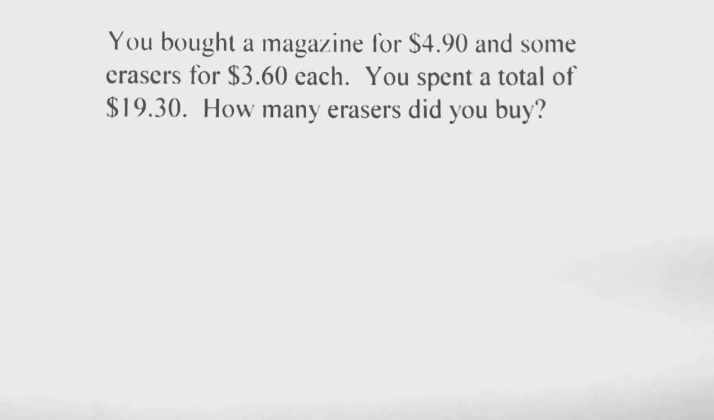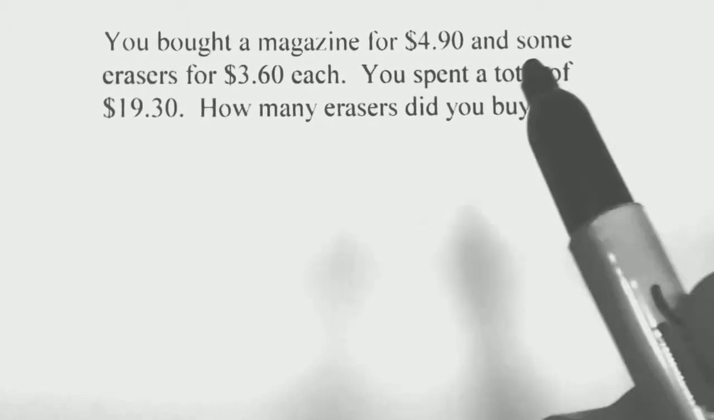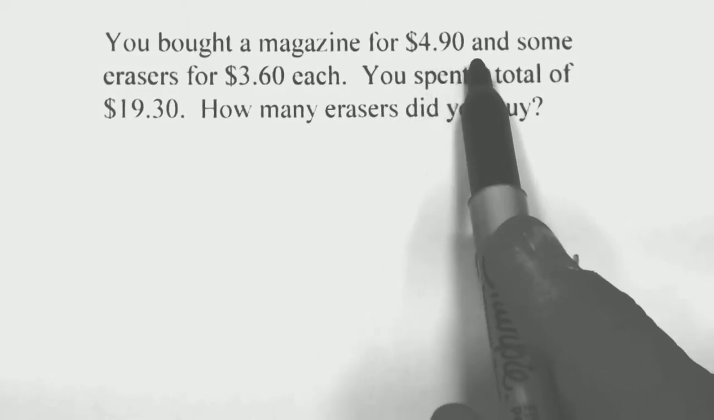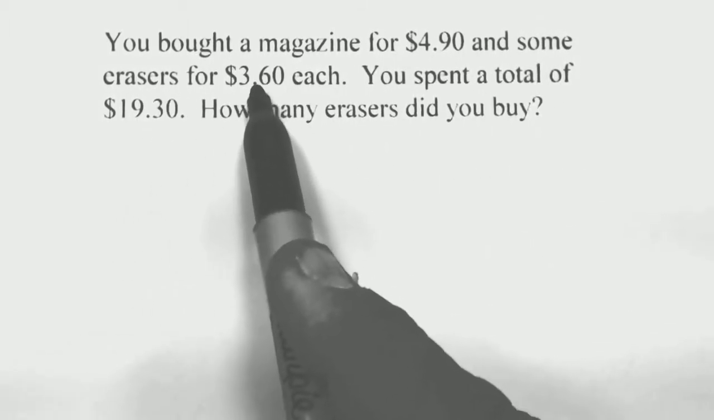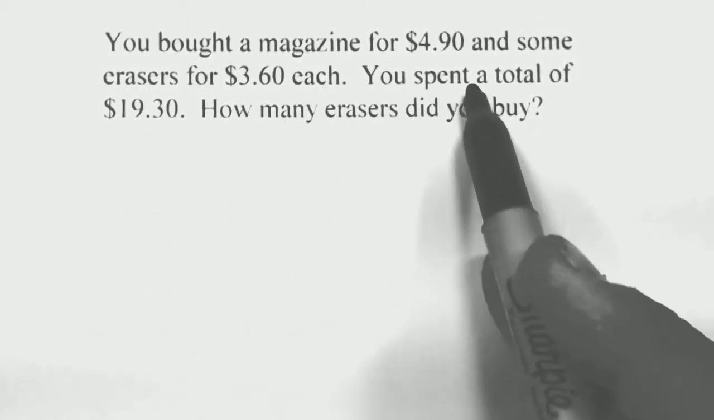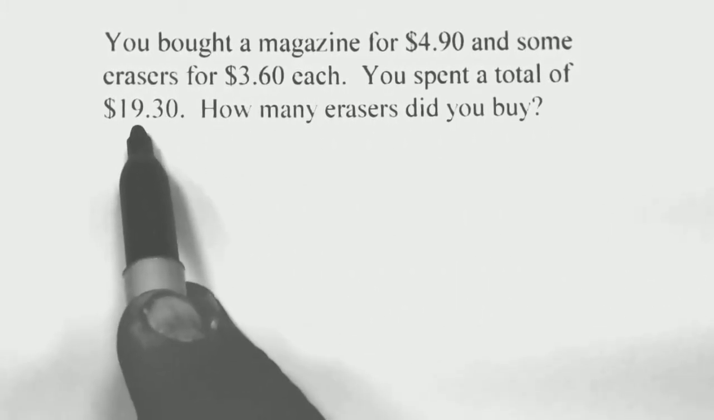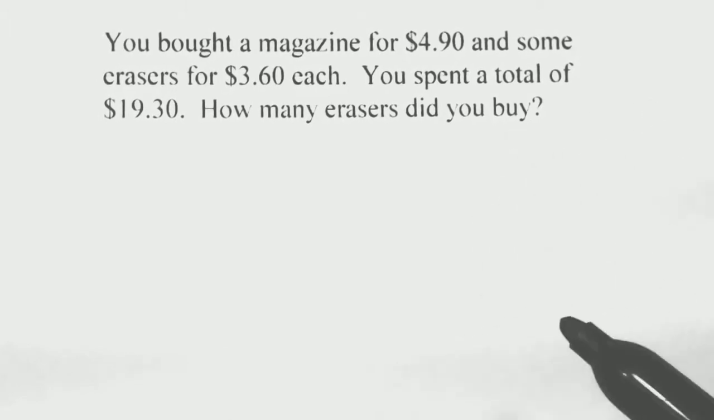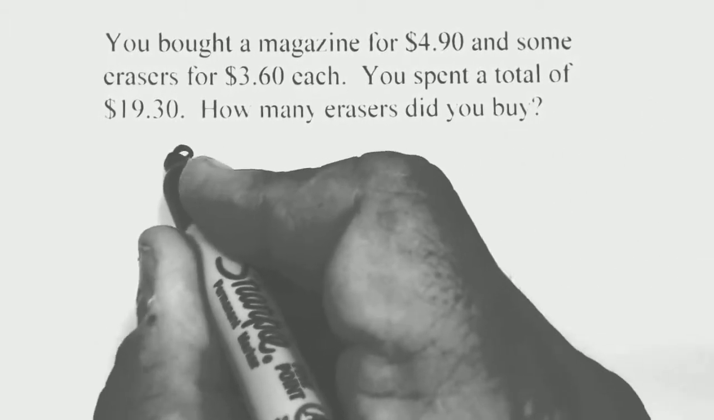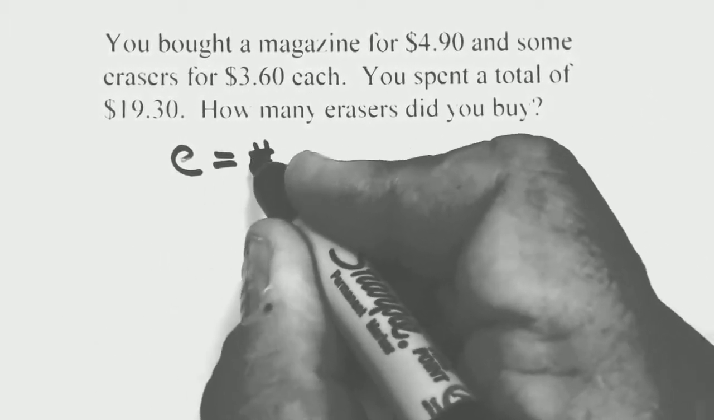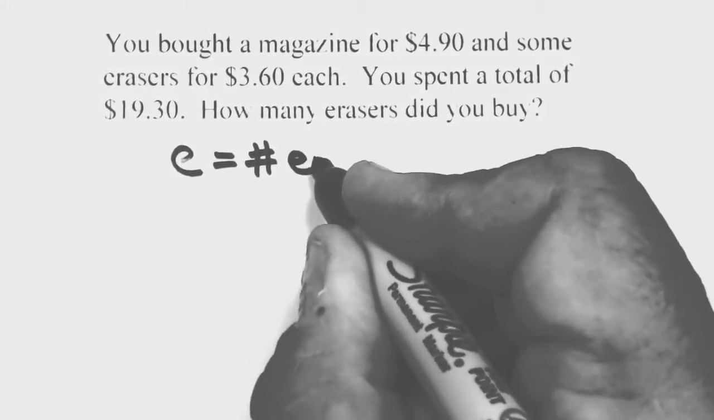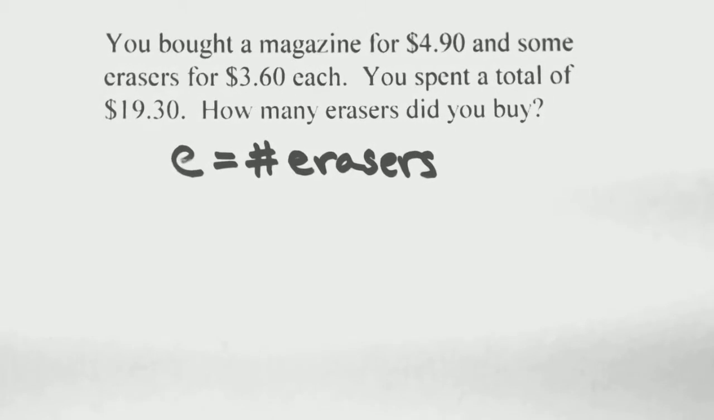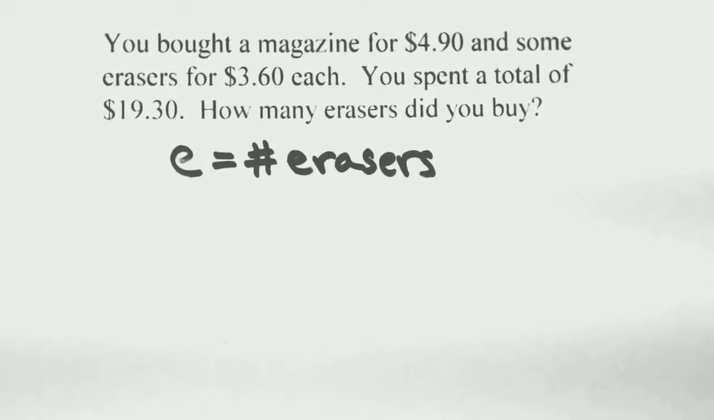Okay, here's one where you're buying some things. Let's read what it says. You bought a magazine for $4.90 and some erasers for $3.60 each. You spent a total of $19.30. How many erasers did you buy? Well, let's say E equals the number of erasers that you bought. We're letting folks know what variable we're going to use, so that's a good one to use for erasers.